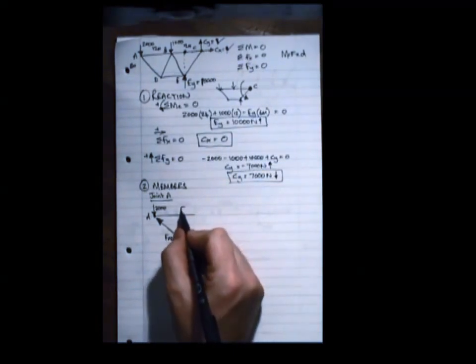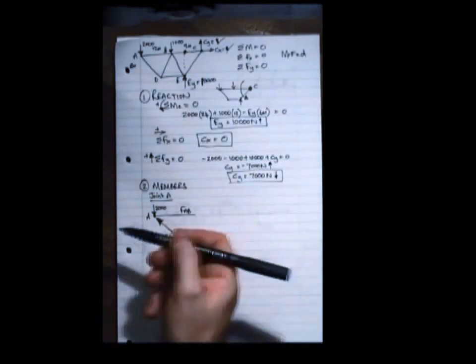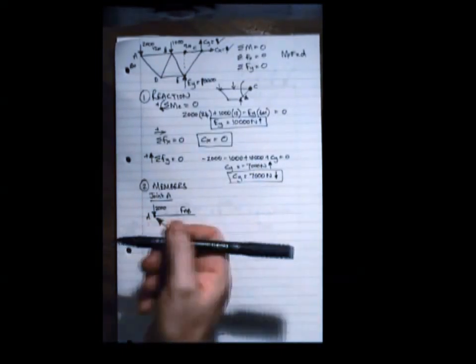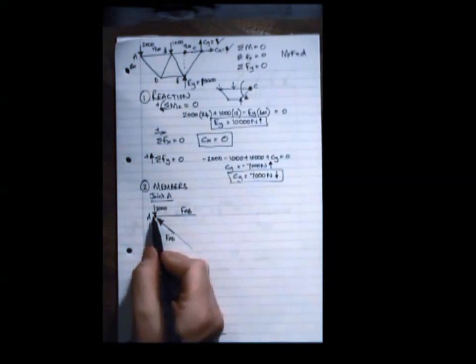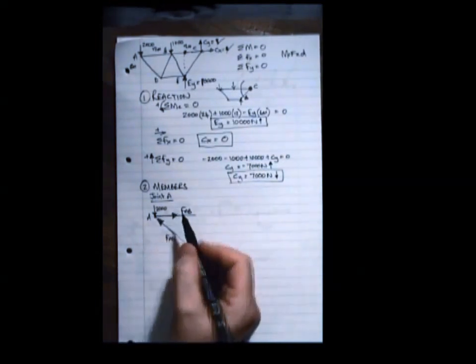We've got FAB. Now because FAD is pushing this point to the left, FAB, in terms of the force, is going to the right. So this is where we're sort of almost like working with vectors.